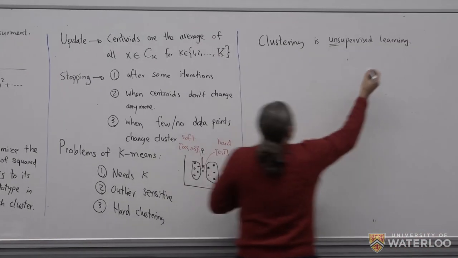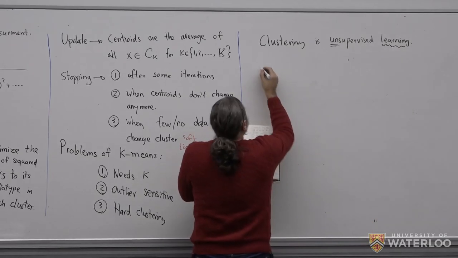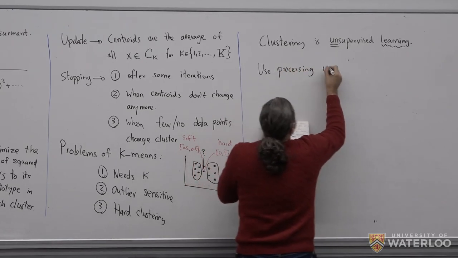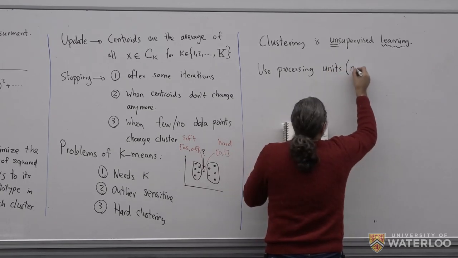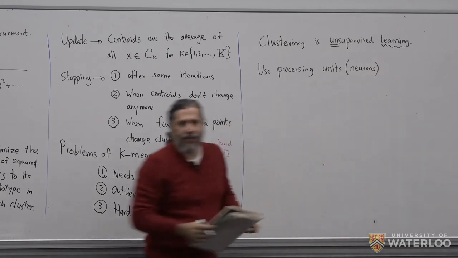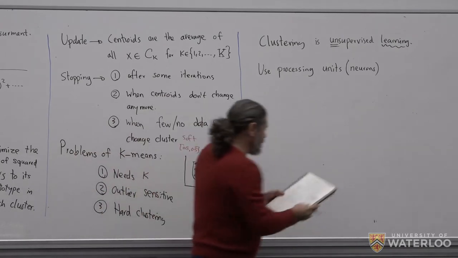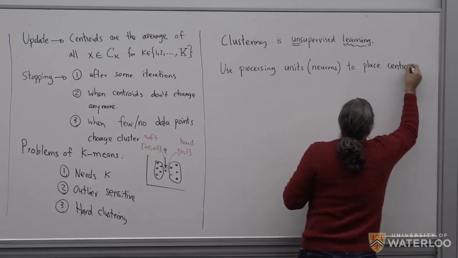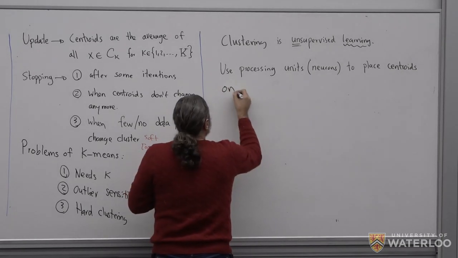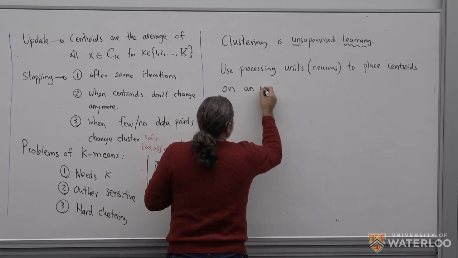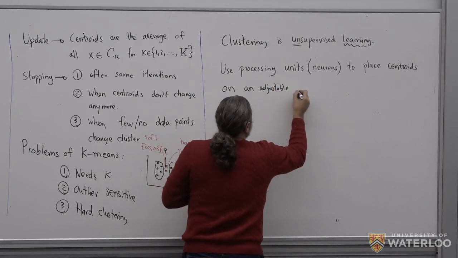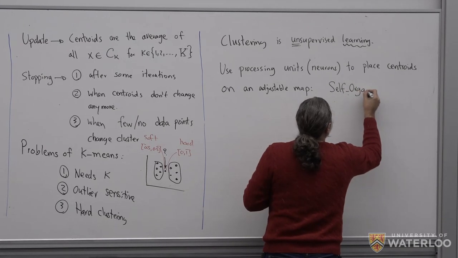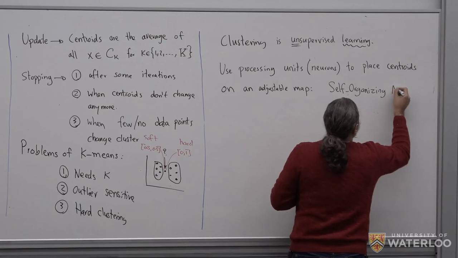So if this is about learning, why not use some processing units, some people call them neurons, but you're not prepared yet to talk about neurons, so let's call them processing units, to place centroids on a map, on an adjustable map, which some people call self-organizing maps.